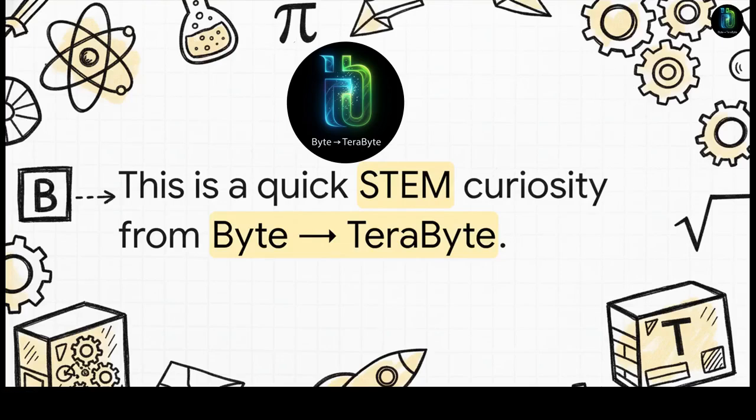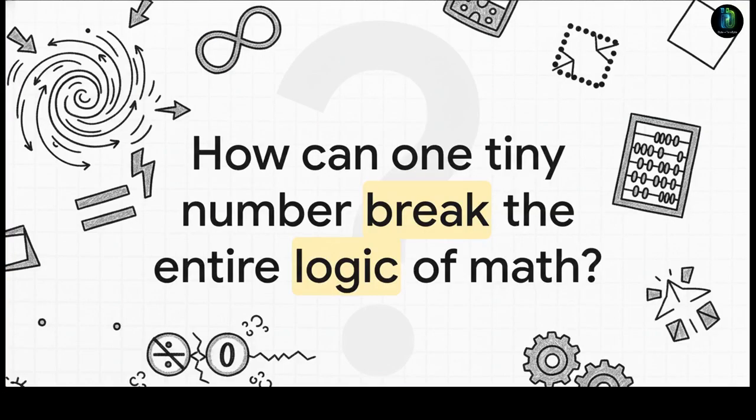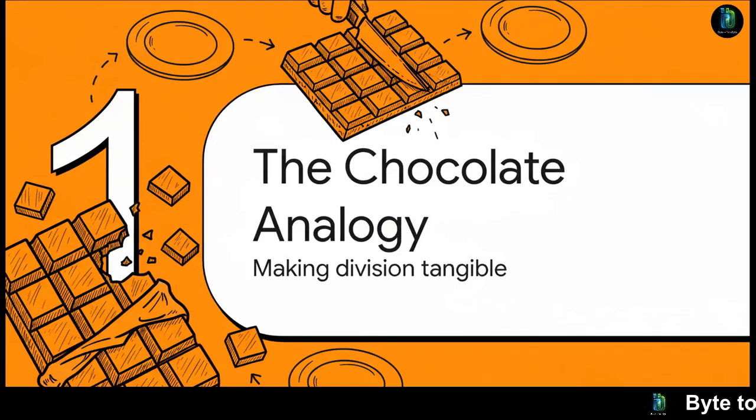This is a quick STEM curiosity from Byte to TeraByte. How can one tiny number, just one, have the power to completely break the logic of mathematics? All right. To get our heads around this, let's start with something super simple and relatable. We'll call it the chocolate analogy.